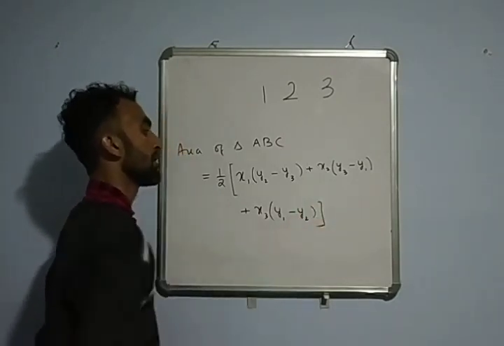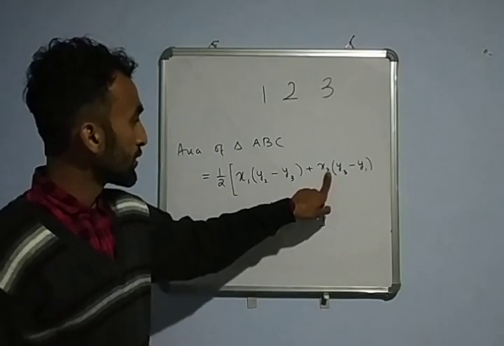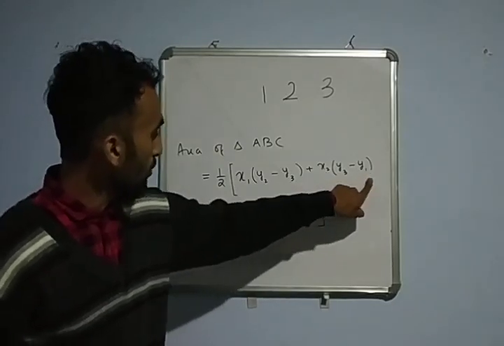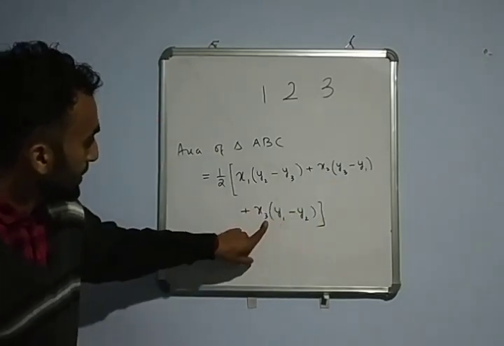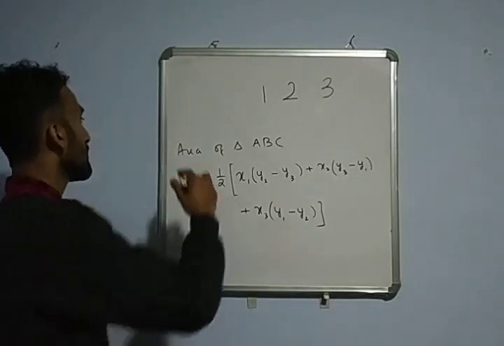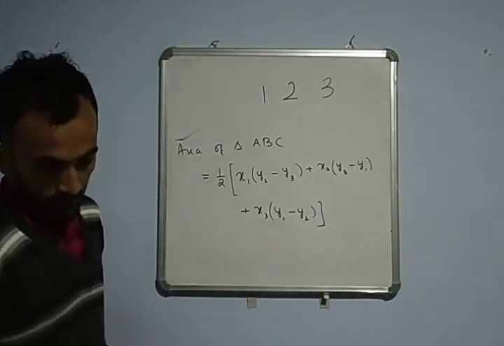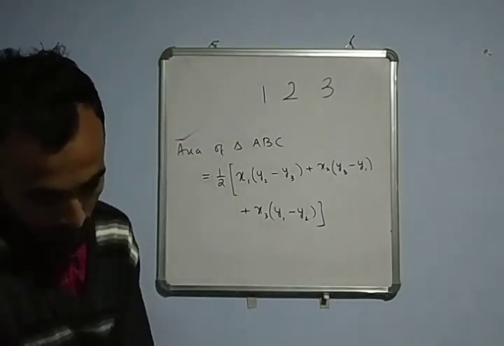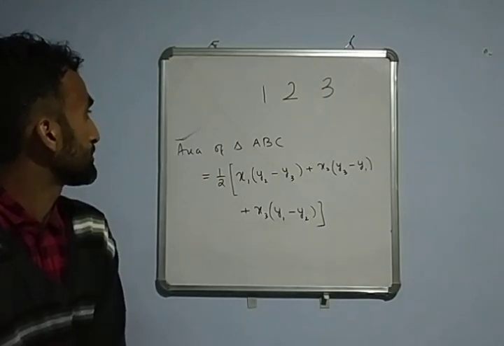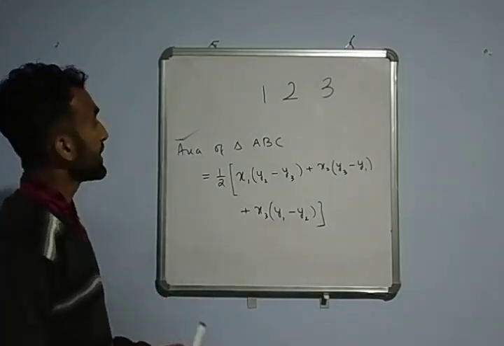Very simple way. x1, y2 minus y3. x2, after 2, 3, 1. x3, after 3, 1, 2. Like that. It's a very easy formula. So I am going to refer to this one most of the time. It's very simple also. Easy way to remember area of triangle. 1, 2, 3 method.